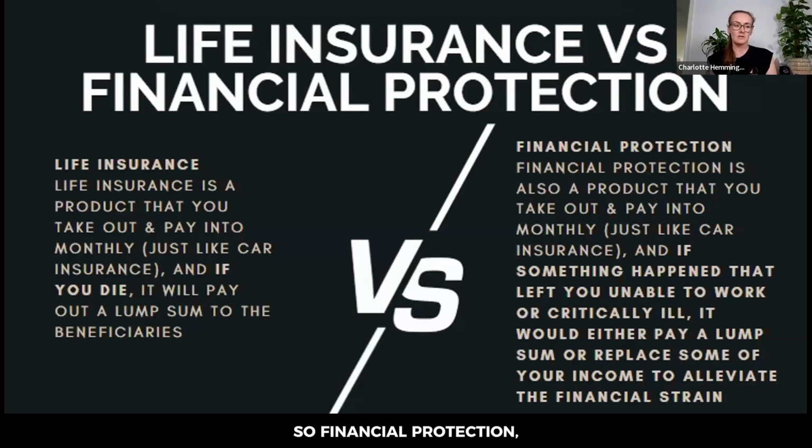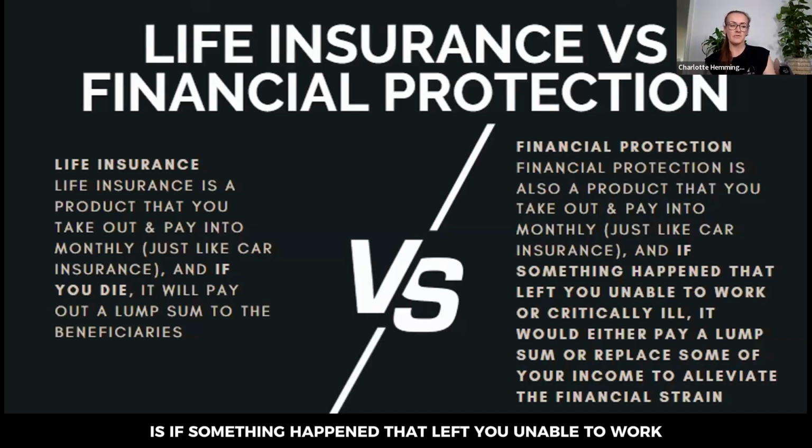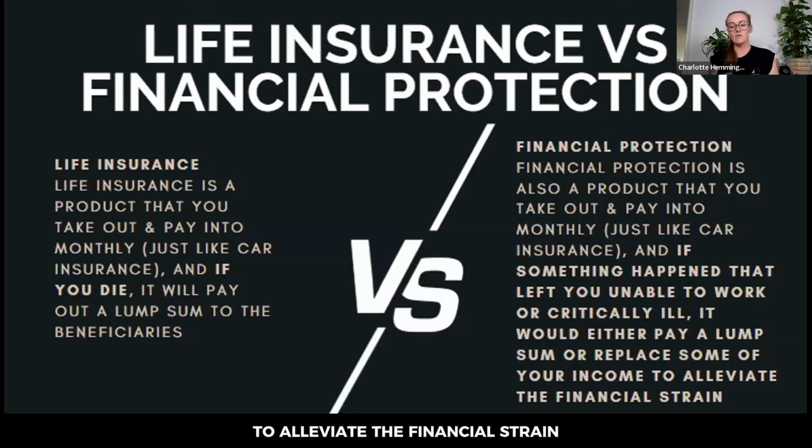So financial protection, it's also a product that you take out and you pay into monthly, just like car insurance. But the difference is if something happened that left you unable to work or critically ill, it would either pay a lump sum or replace some of your income to alleviate the financial strain. The way I write this in my notes every single time that I teach this is: life insurance is for if you die. Financial protection is for if you don't die. Because actually, the strain with financial protection can sometimes almost be worse, because you are still around to live through that financial burden. So that's the difference between the 2.